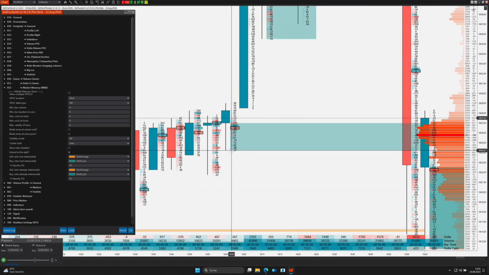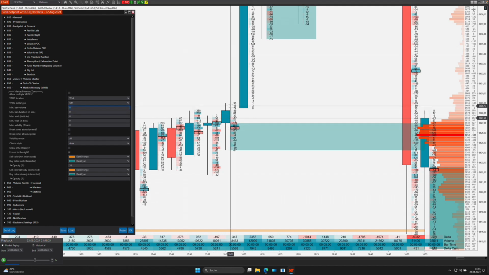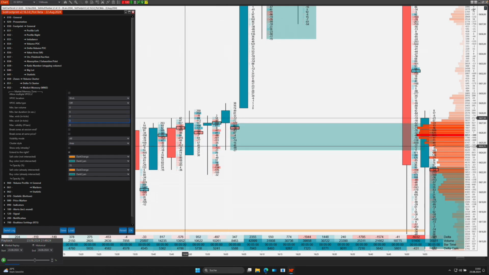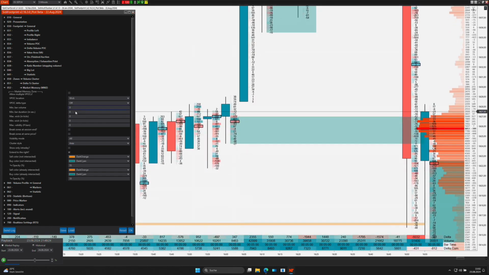and we have this rejection here. We can still filter the whole thing and we can say the minimum volume, i.e., how much volume must be present in the bar as a minimum. Then bar duration, i.e., how long does the whole thing have to run? So quite exciting for tick charts and the like. Then the max wick in ticks, i.e., how long can this rejection be at most? How big must it be at least? And for how many bars does this zone remain active?